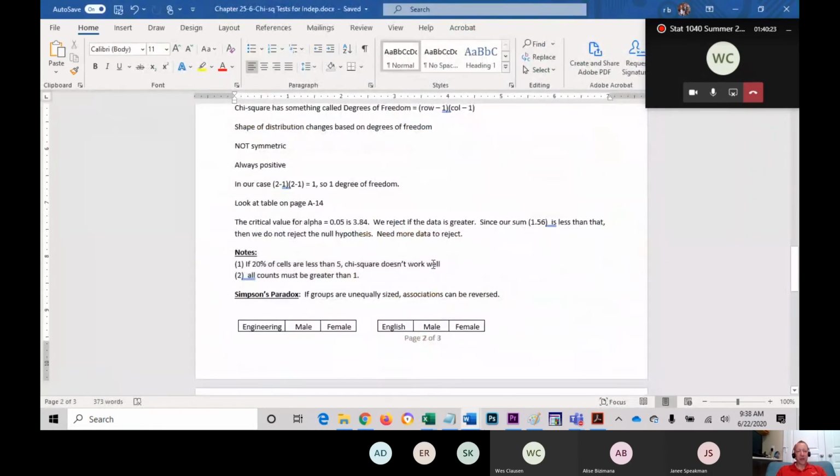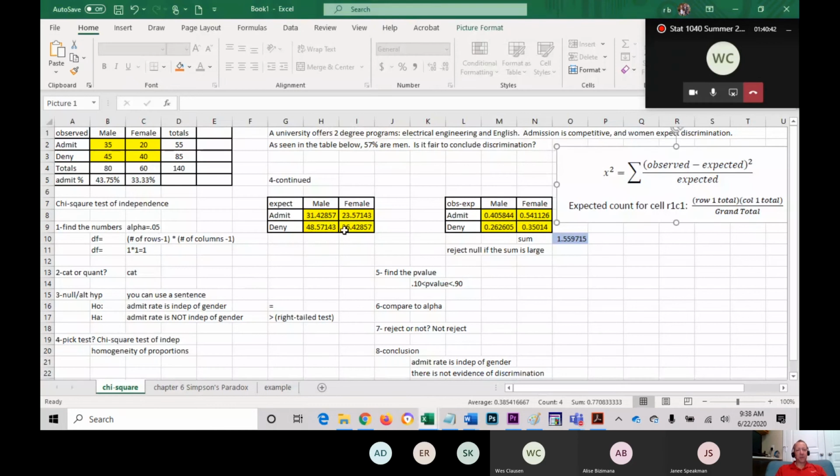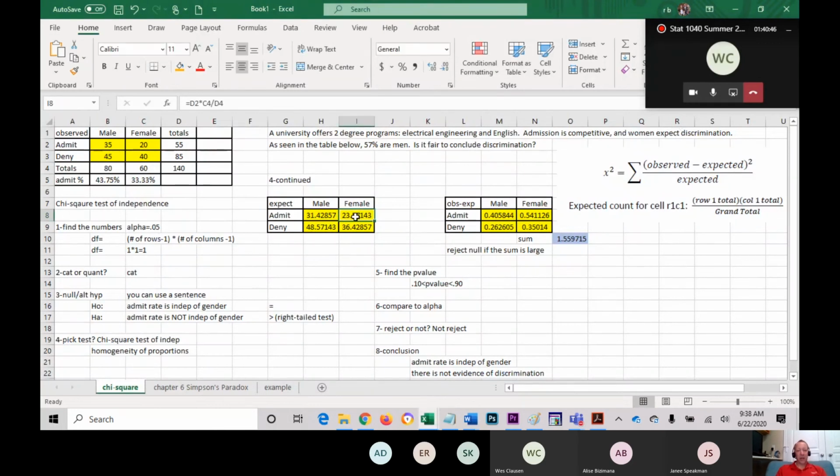Two rules on sample sizes. No more than 20% of your cells can be less than 5, and all your expected counts must be greater than 1. Let me go back to this one for a moment. Let's pretend for a moment that I got a 4 here for my expected count, or 4.1, we'll make it a decimal.